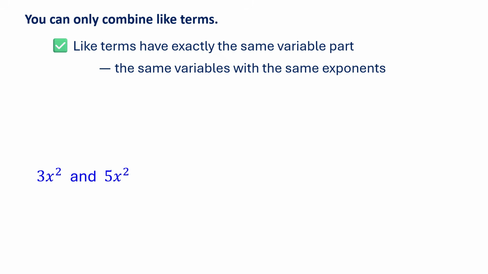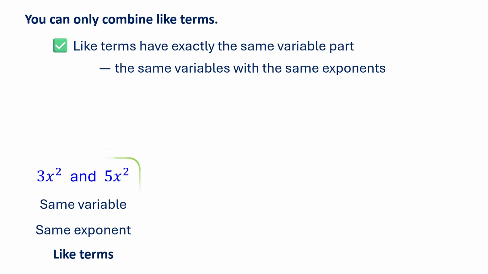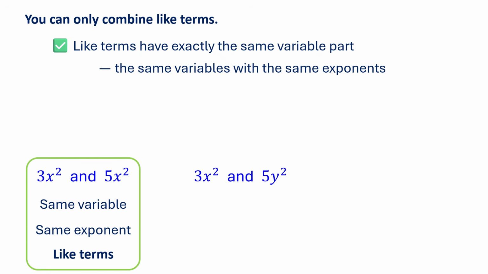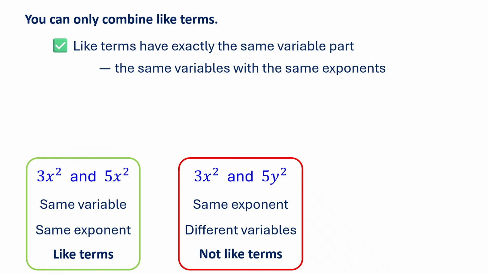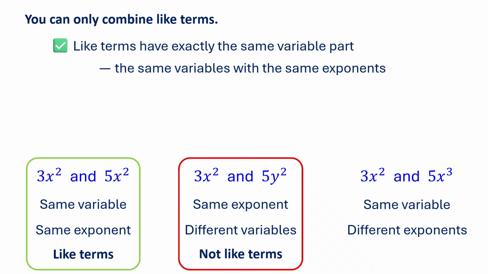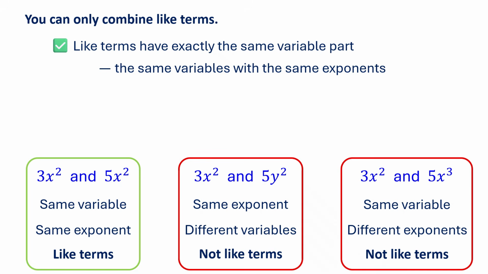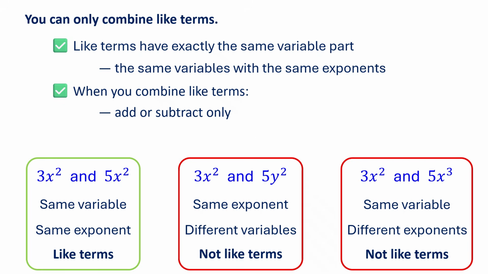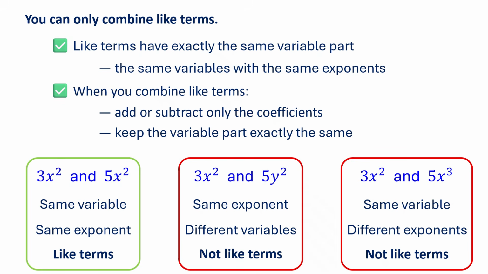For example, 3x squared and 5x squared have the same variable part x squared. So they are like terms. 3x squared and 5y squared have the same exponent but different variables. So they are not like terms. 3x squared and 5x cubed have the same variable but different exponents. So they are not like terms either. To be like terms, the variables and their exponents must both match. When you combine like terms, add or subtract only the coefficients, and keep the variable part exactly the same.